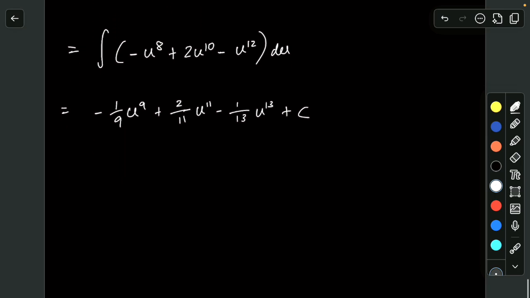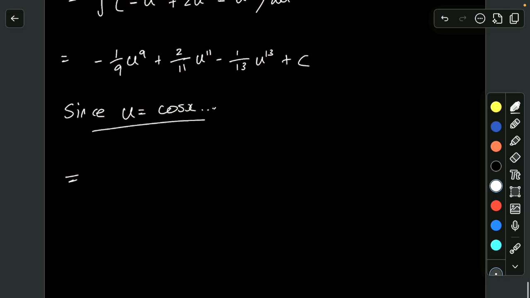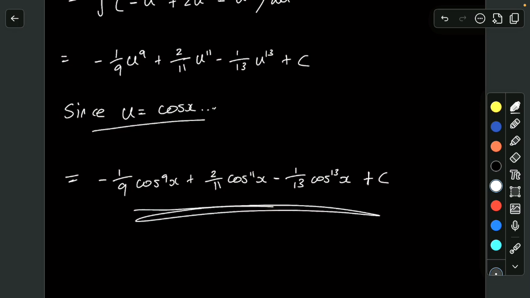Now, we're not done yet. Since u is equal to cos x, we're going to get negative 1 over 9 cos^9 x plus 2 over 11 cos^11 x minus 1 over 13 cos^13 x plus c. Okay, and that's going to be the final answer, guys.